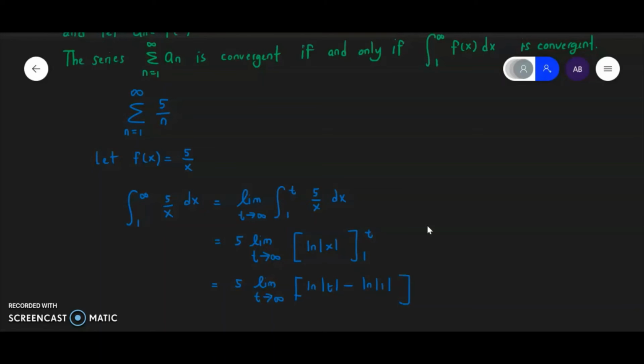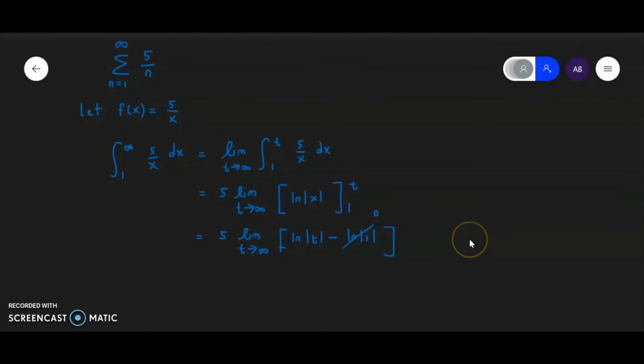Please check whether I have written this correctly. When x is t, we get ln t, and then minus the value when x is 1. So ln 1 is 0, which is good. That leaves us with ln t. So as t approaches infinity, we have 5 ln infinity, which is infinity.